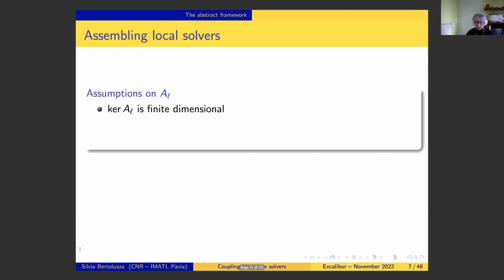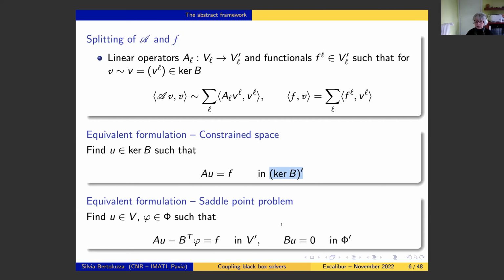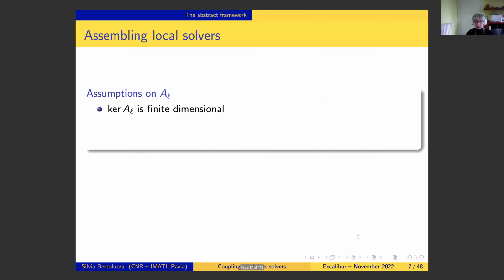Or you can write an equivalent formulation in saddle point form. So you look for U in V and phi in the multiplier space, such that AU minus B transpose phi is F in V prime, and BU is 0 in phi prime. And up to now, nothing new.